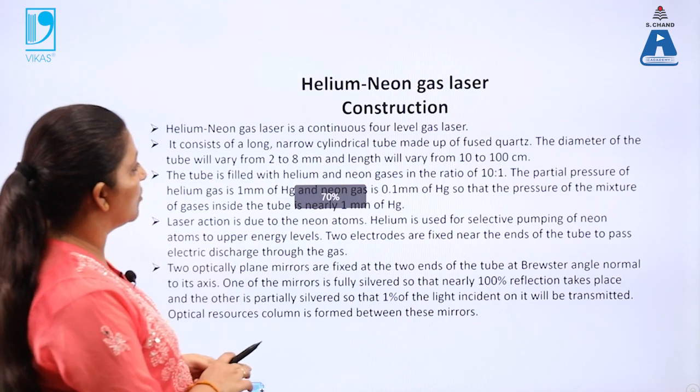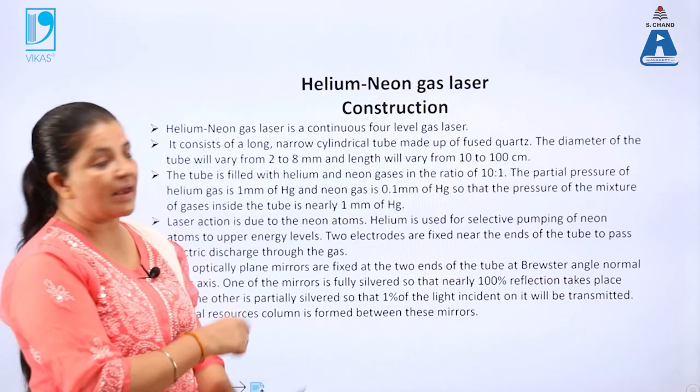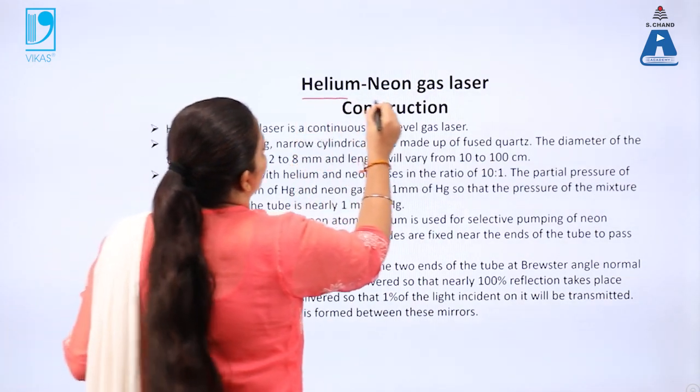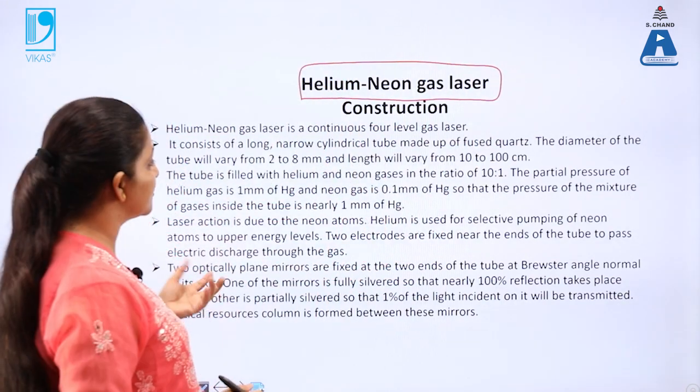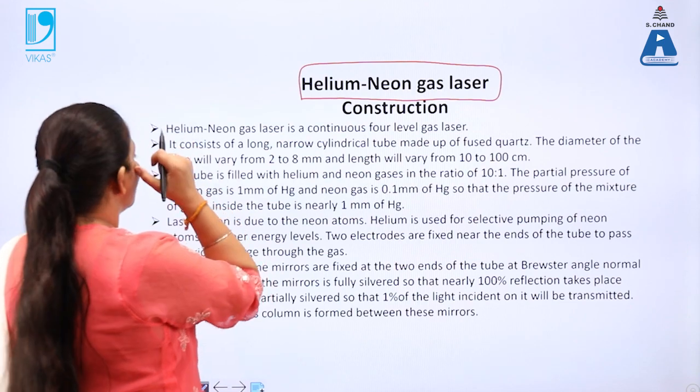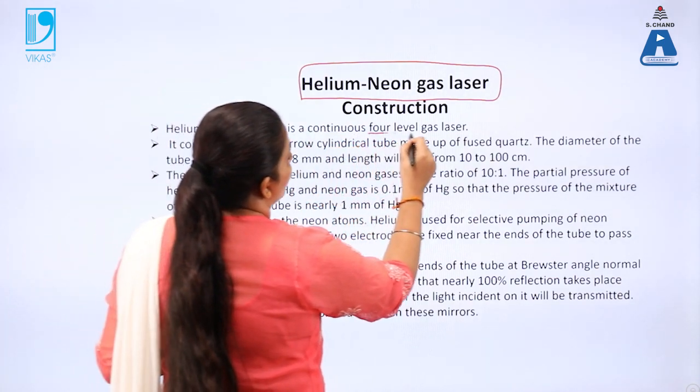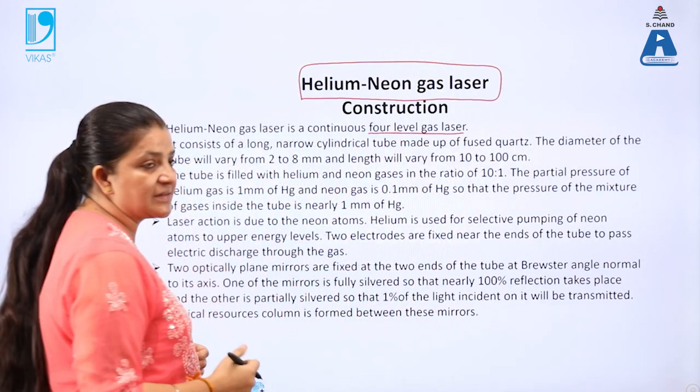Now, what is the helium neon gas laser? Helium and neon are both gases, and that's why this is called a gas laser. Construction takes place here. The helium neon gas laser is a 4-level gas laser. What does a 4-level gas laser mean?